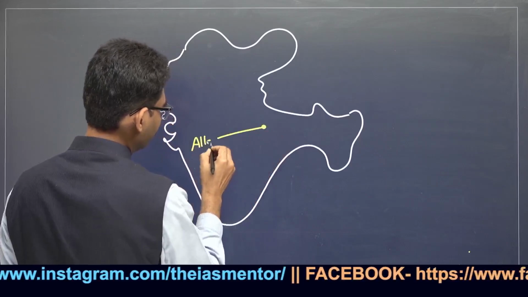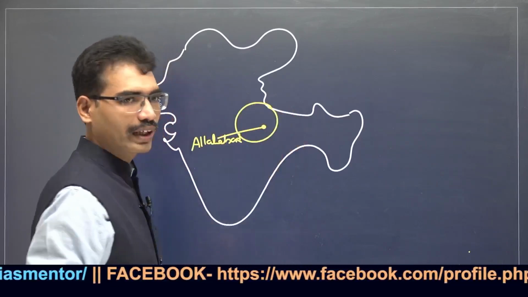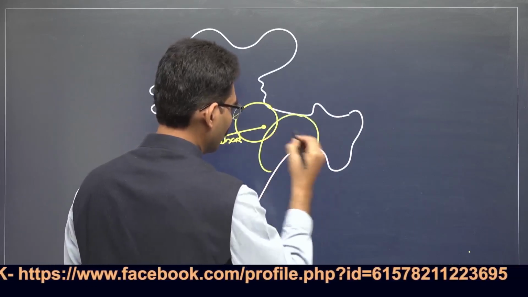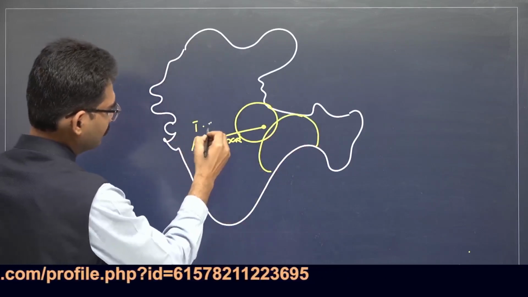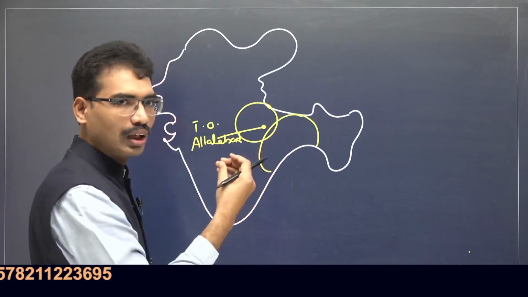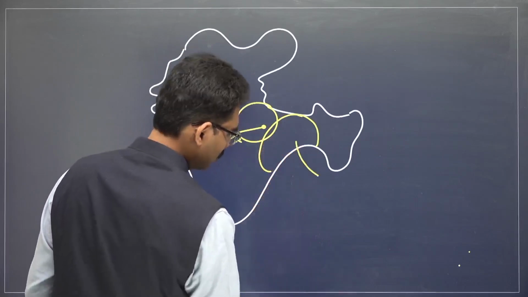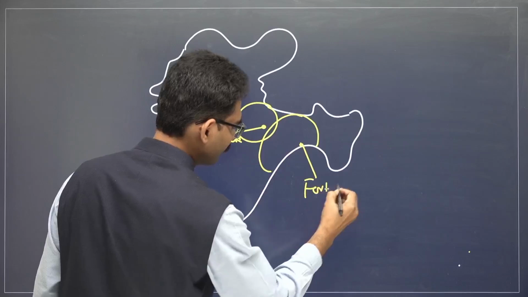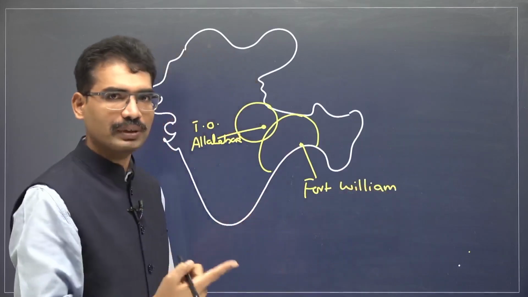Allahabad is located in the Awadh Kingdom. Remaining areas like this. With the Treaty of Allahabad, Shah Alam II was forced to give Diwani rights to the East India Company. What is here? Fort William. Remember, another prelims question: Fort William means Calcutta.